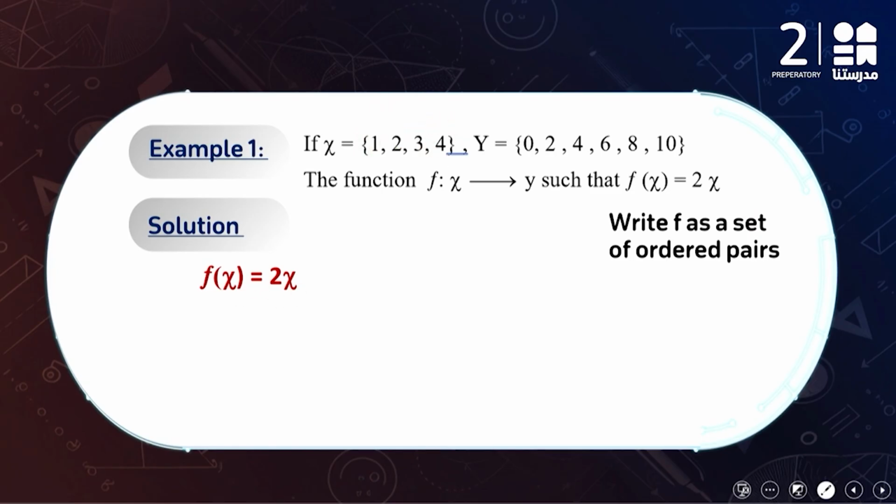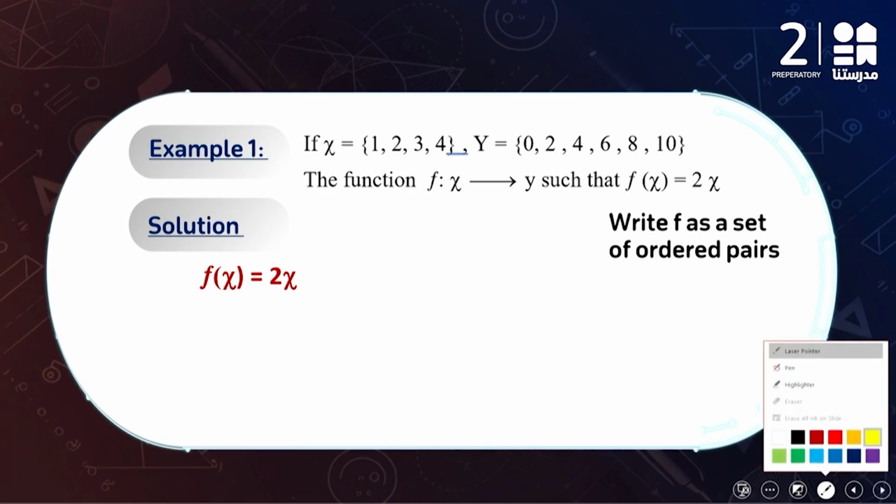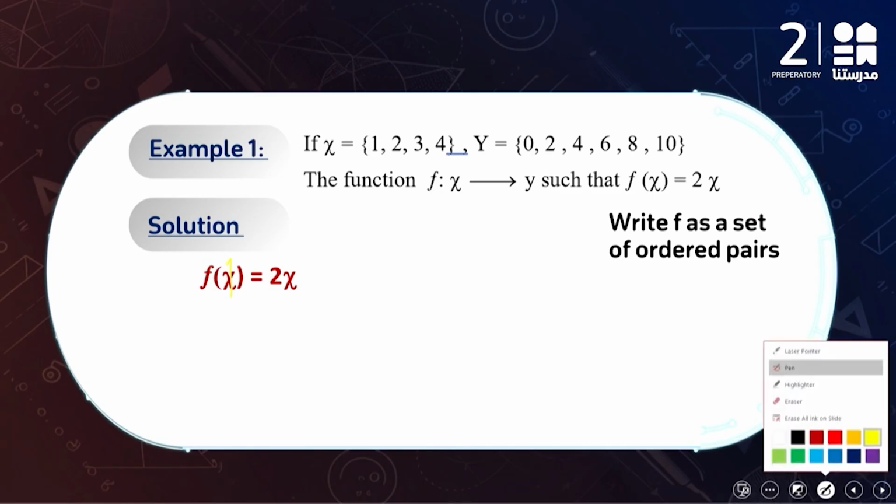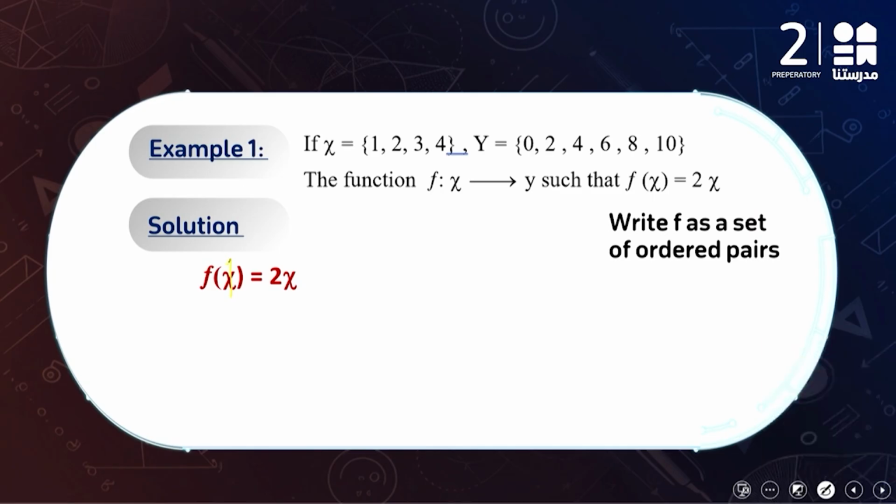So here, instead of x, we will put 1. To get f of 1, you put 1 instead of x. So it will be 2 multiplied by 1, which equals 2.